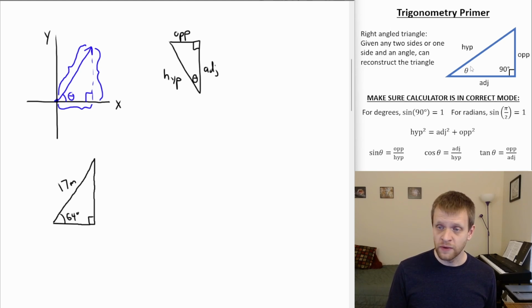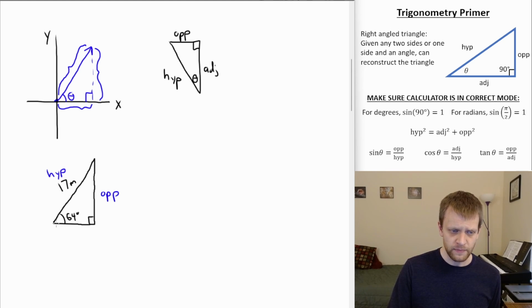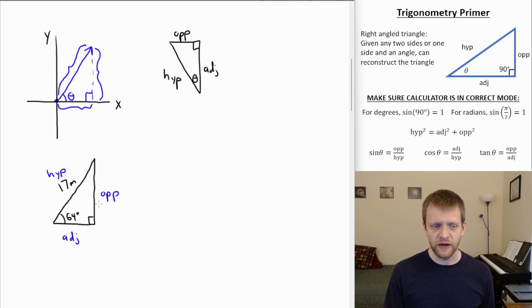Well, first off, we should make sure that we've identified which sides of the triangle we're looking at in each part. The longest side of the triangle is our hypotenuse. The side of the triangle that is furthest away from this angle is our opposite side. And the remaining side is our adjacent side. Let's start by figuring out the opposite side of this triangle.